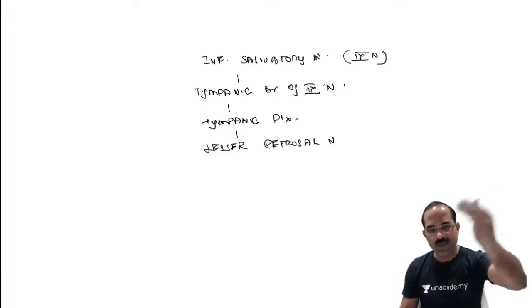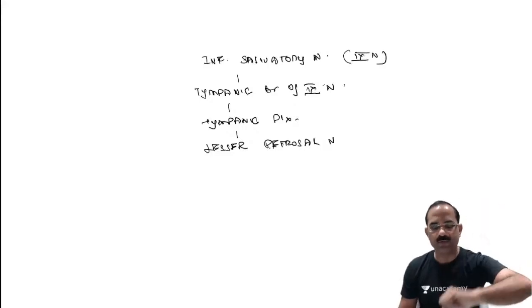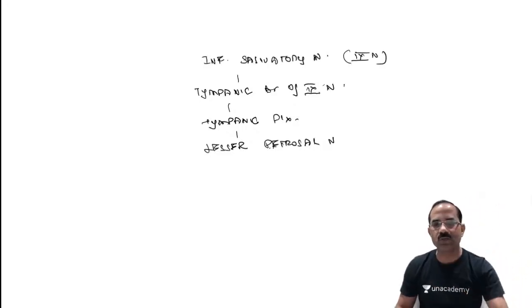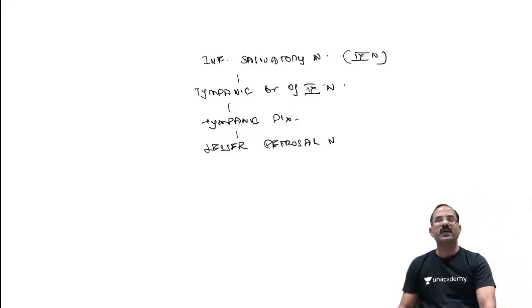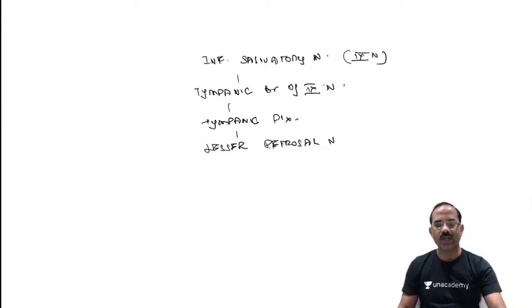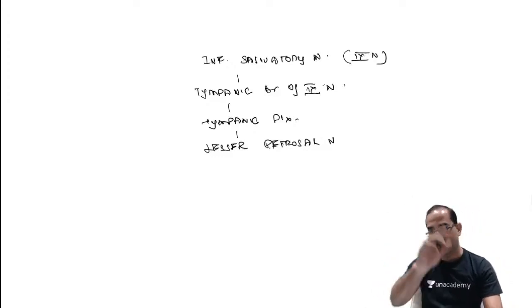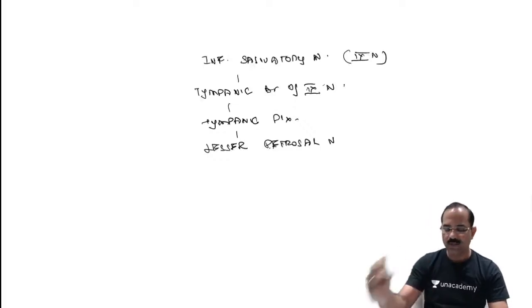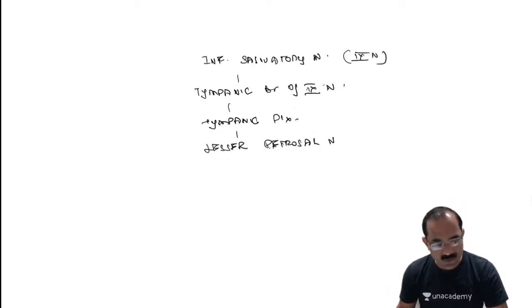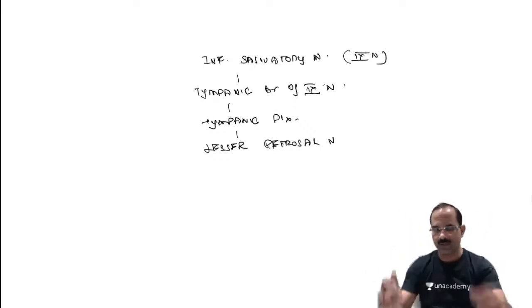Lesser petrosal nerve is a branch of glossopharyngeal nerve. That's an MCQ. The greater petrosal nerve is a branch of the facial nerve, given in the middle ear. The lesser petrosal nerve is a branch of the glossopharyngeal nerve. I hope this is clear to all of you.